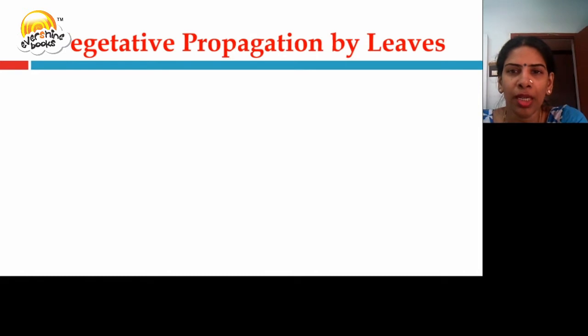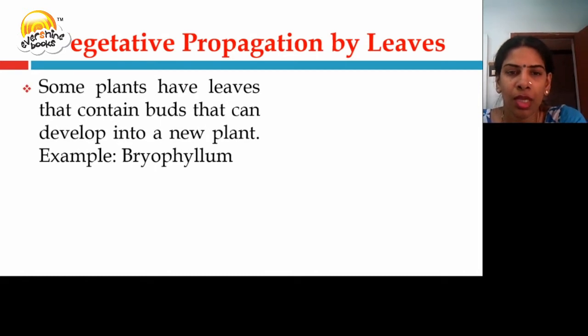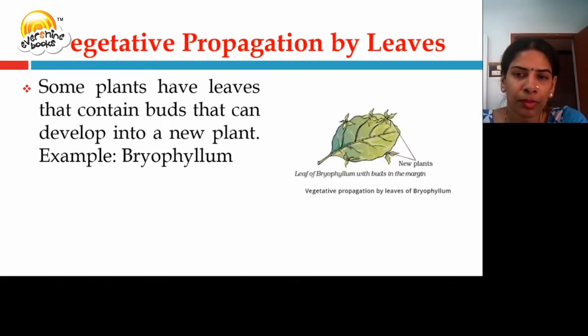Vegetative propagation by leaves. Some plants have leaves that contain buds so that they develop into a new plant. Example, Bryophyllum. You can see the buds in the margin that develop into a new plant.